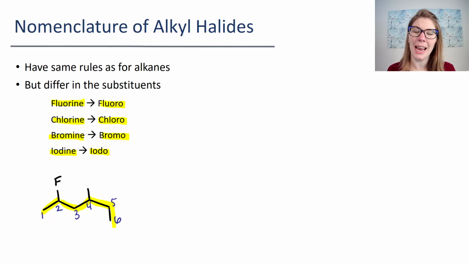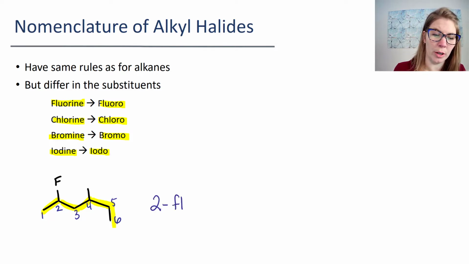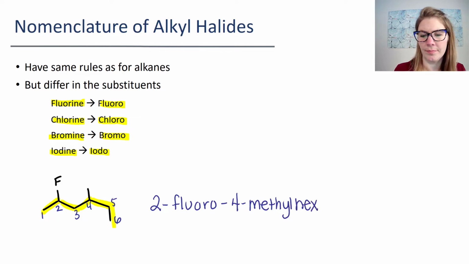When we assemble this name, F for fluorine comes first in front of M for methyl. So we're going to write 2-fluoro-4-methylhexane.